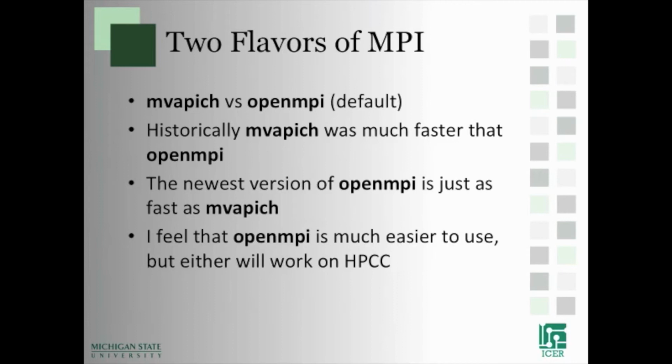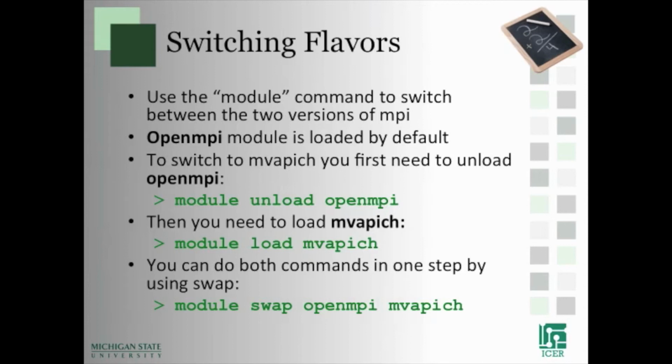MPI is a standard used to pass messages between nodes. There are actually many libraries that implement that standard. By default on our system, we use the OpenMPI standard. We also have something called MVAPICH. If you would like to use MVAPICH, you can just use the module command to switch between the two modules. Module unload openmpi will unload OpenMPI from your current modules. Then you can do module load mvapich. So let's just do that as an example.